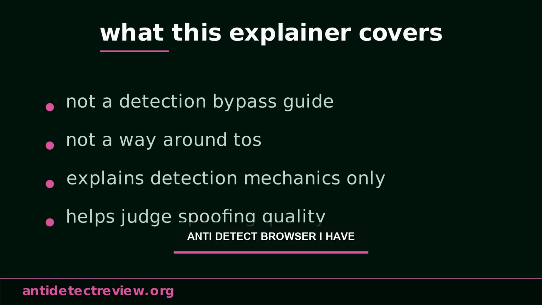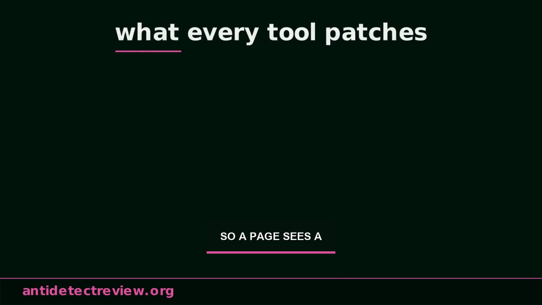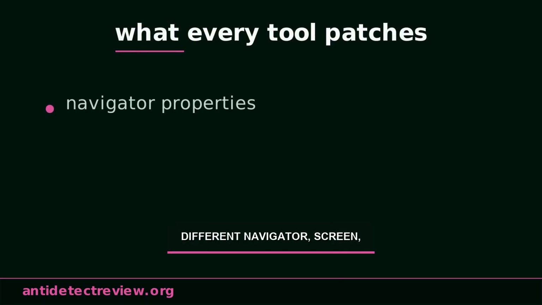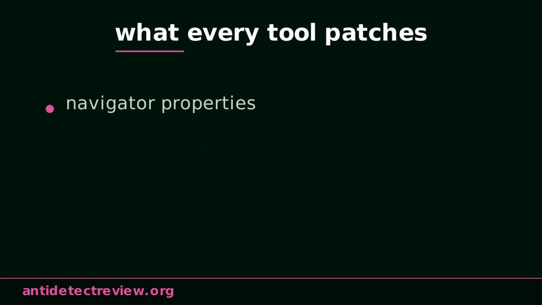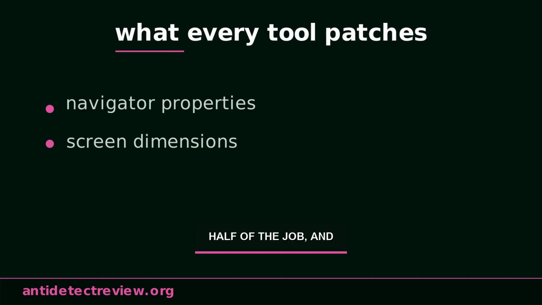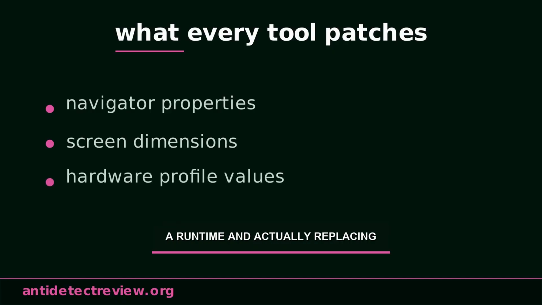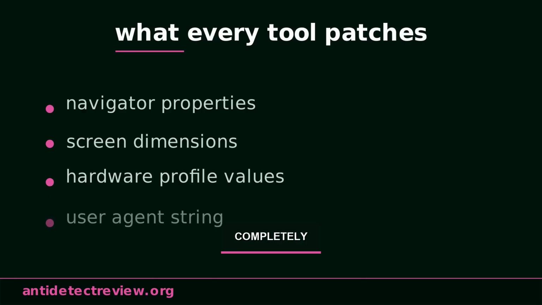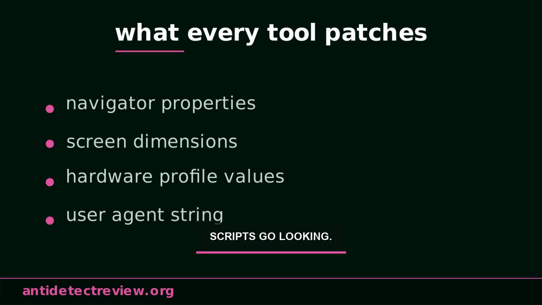Every anti-detect browser I have tested does the same basic thing under the hood. It patches the JavaScript runtime so a page sees a different navigator, screen, and hardware profile than the machine actually has. That part is the easy half of the job, and pretty much every tool on the market manages it. The hard half is that patching a runtime and actually replacing it are two completely different engineering problems, and most tools only ever do the first one, which is exactly where detection scripts go looking.